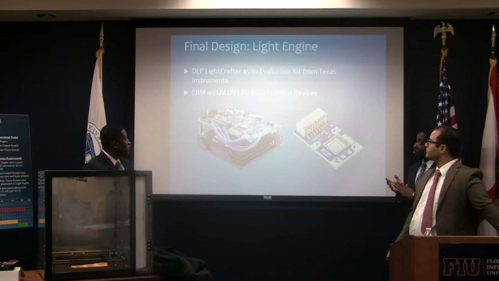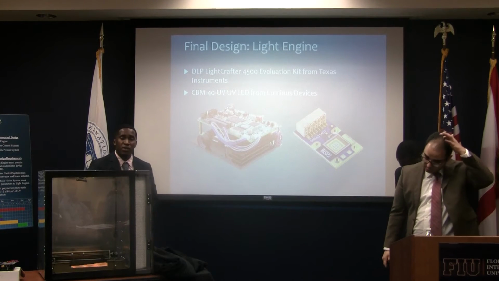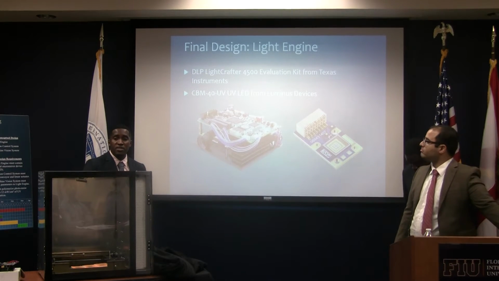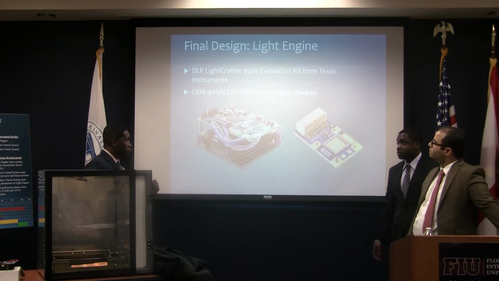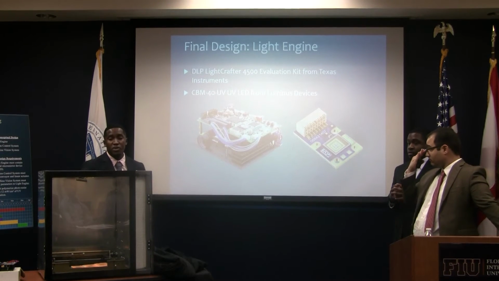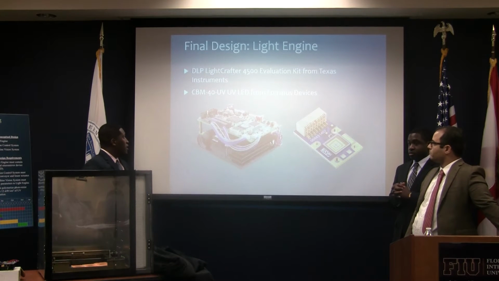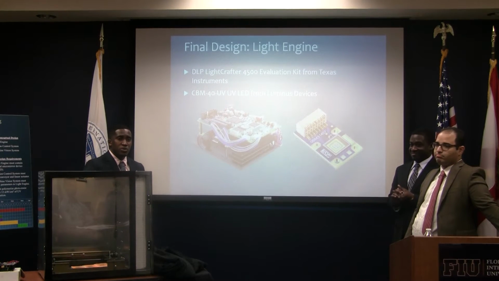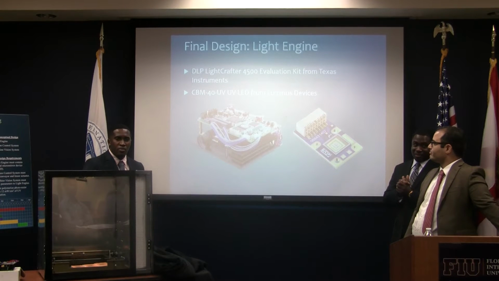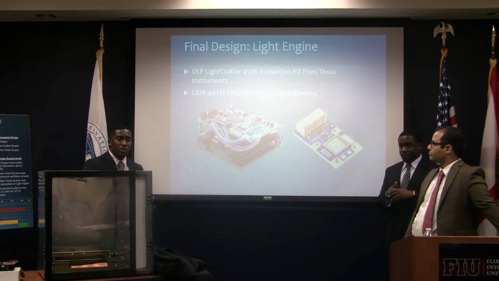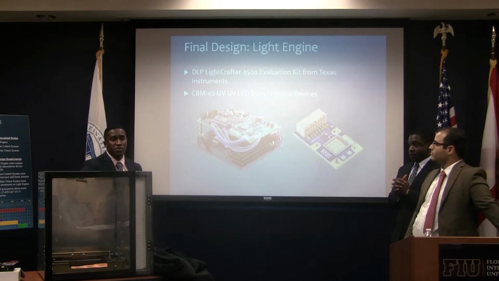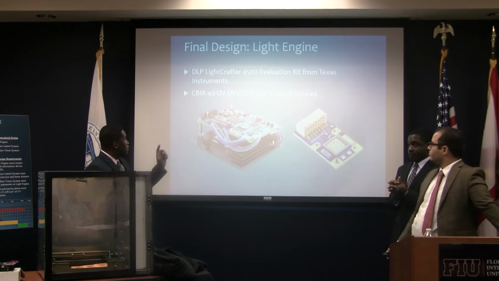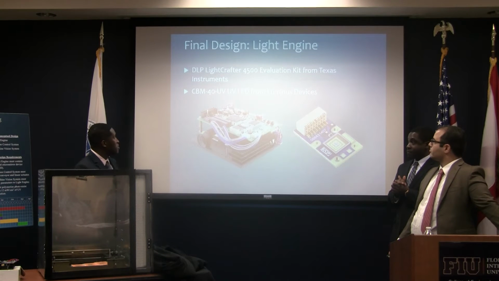And the design that we use for the light engine for our prototype is a DLP LightCrafter 4500 from Texas Instruments. The reason why we picked this light engine is because it was donated to us. We only had to make a modification where we switched the original lamp that came with it and replaced it with a UV LED from Luminus. It goes by the name of CPM40 UV.